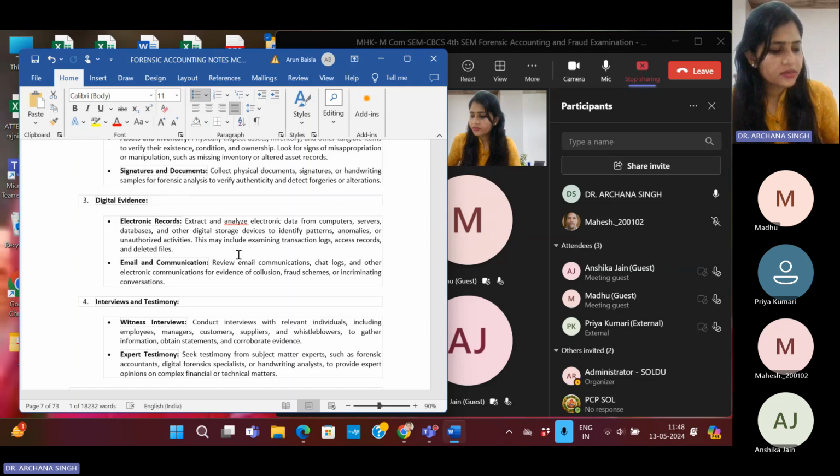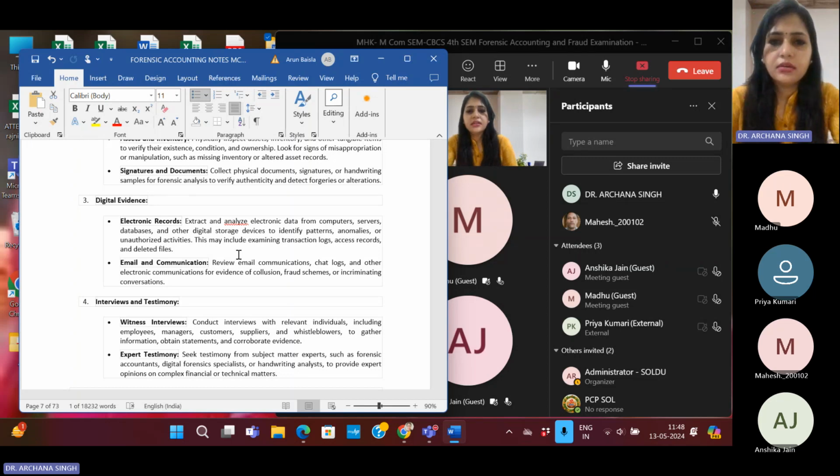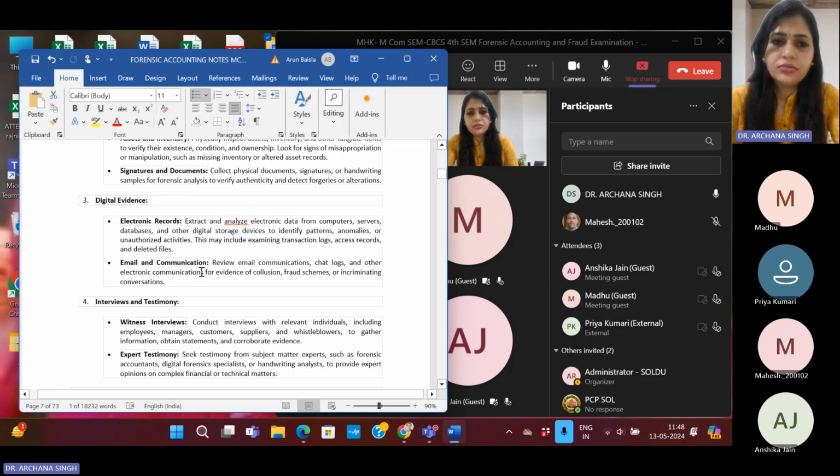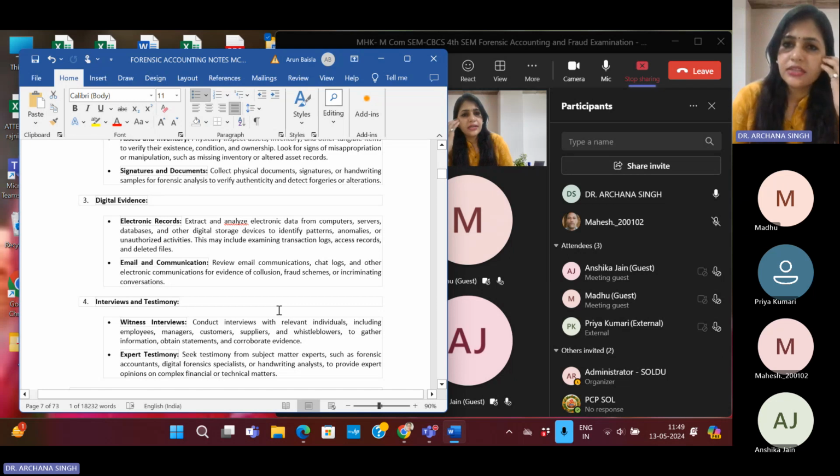जो auditor है, forensic auditor or accountant, they can assess the deleted files, और जो भी उनके transactions हैं उनको recheck कर सकते हैं. email के through जो भी email communication they had done, chats के through, logs के through, electronic communication for evidence of collusion, fraud schemes, incriminating conversations, they can do that. उनके email communication chats के through उनको भी वो review कर सकते हैं. They can also do the review through email communication, chat logs and electronic communication.